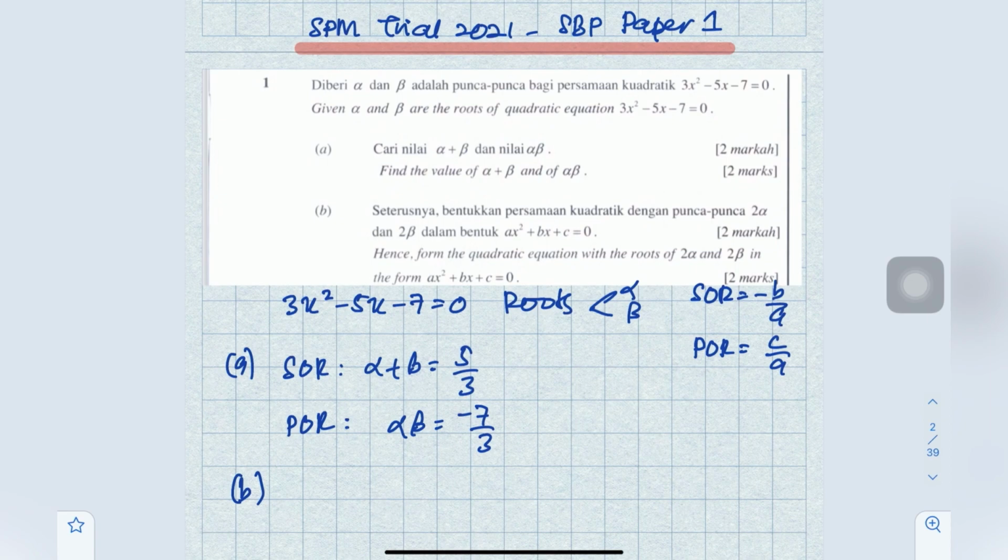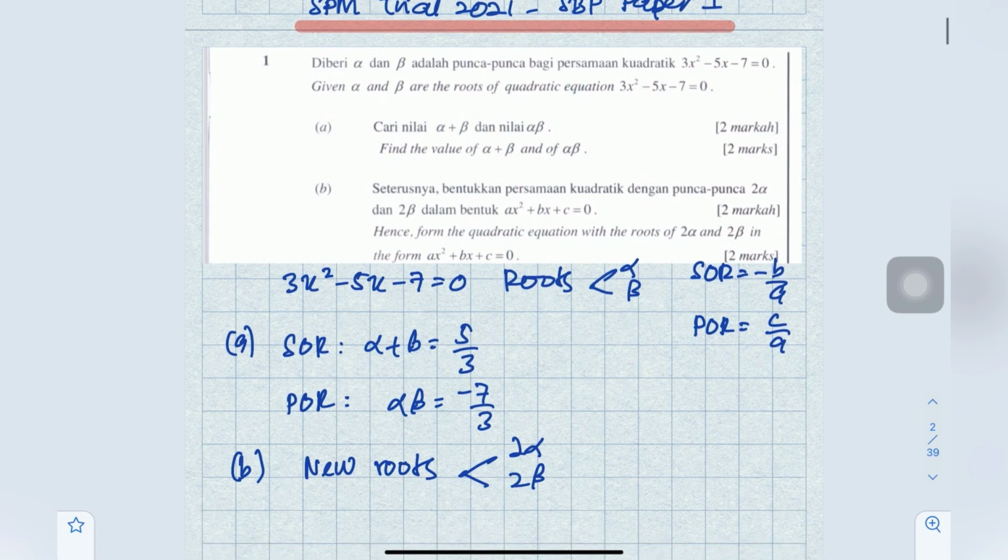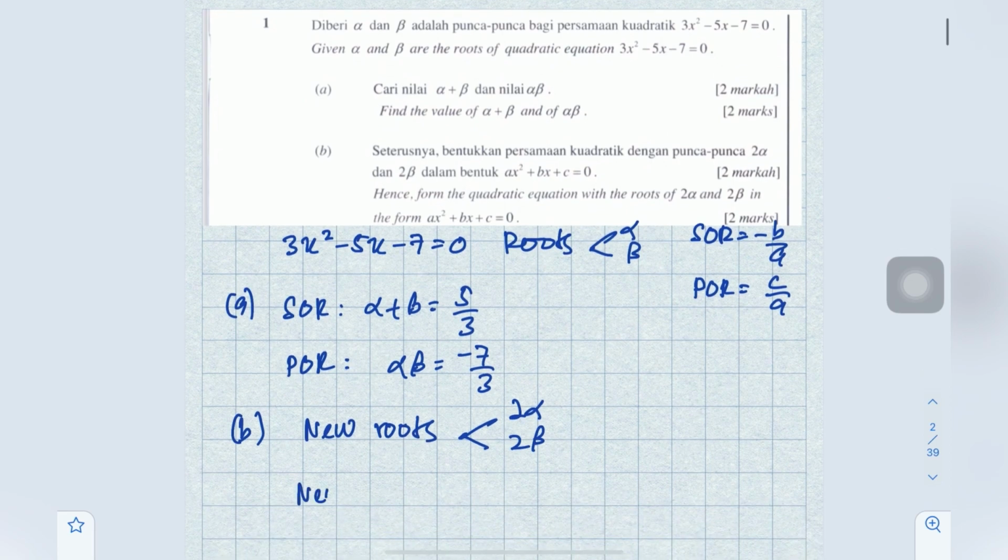ax squared plus bx plus c equal to 0. So kita ada new roots which are 2 alpha and 2 beta. 2 alpha dengan 2 beta. Okay, so kita kena cari new SOR. So new SOR is 2 alpha tambah 2 beta.